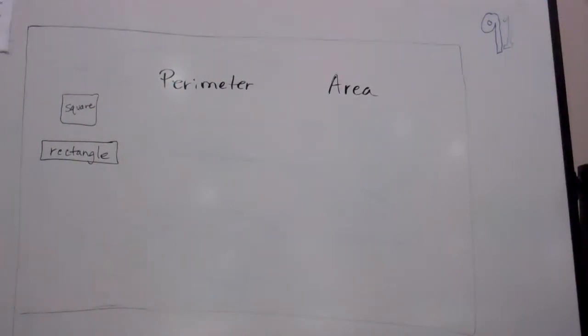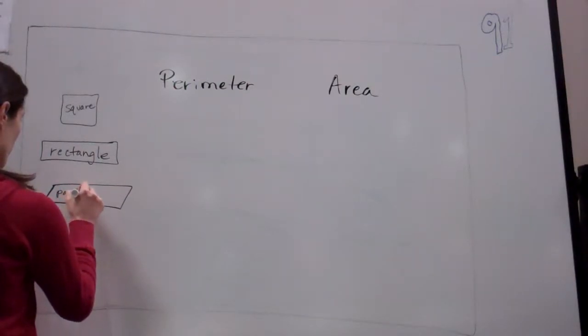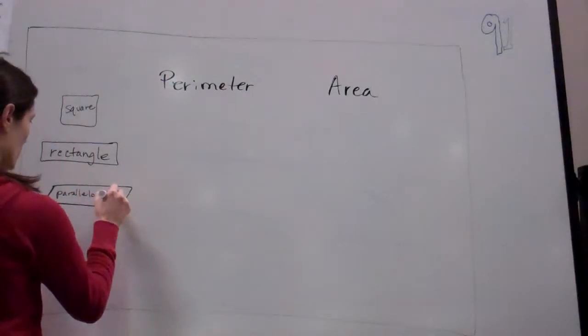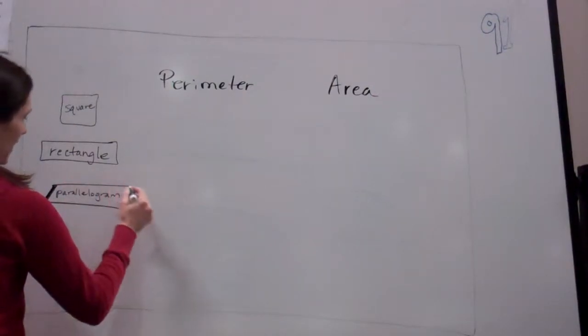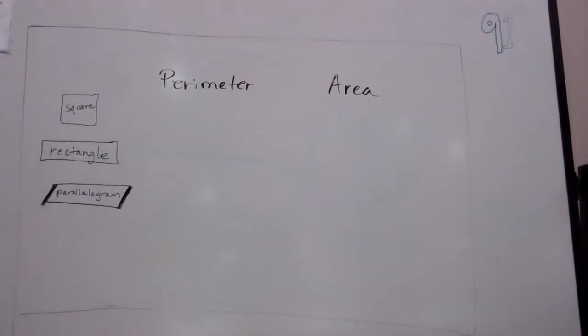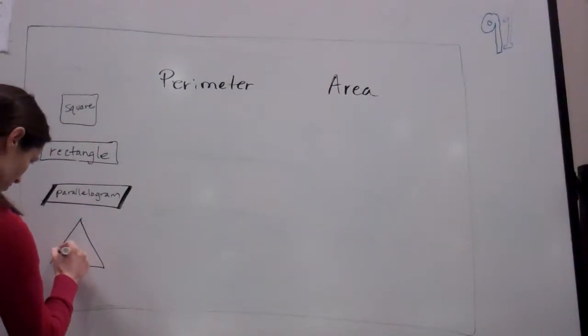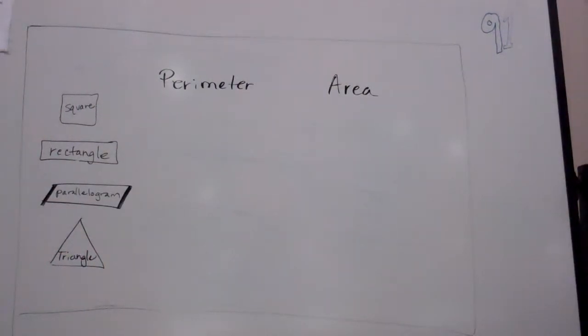square, rectangle, and parallelogram. The rectangle and the parallelogram look exactly alike, sort of, other than this. This is a parallelogram too because it has two parallel lines. And then a triangle. That'll be fun to make. I just try to make them a little bit more fun.